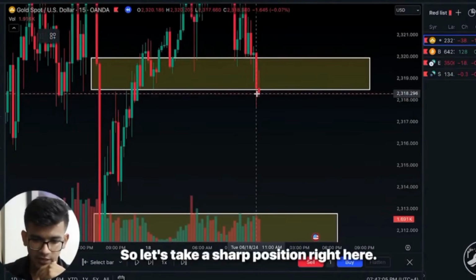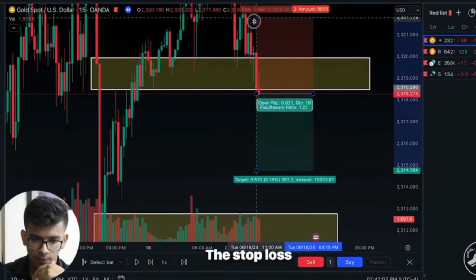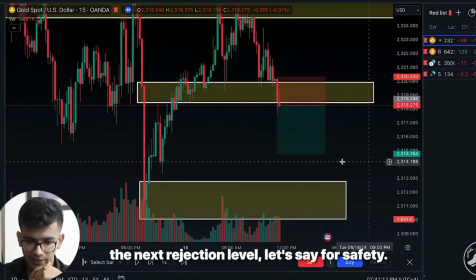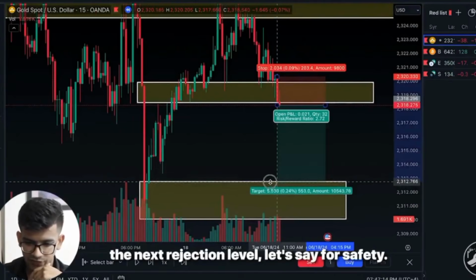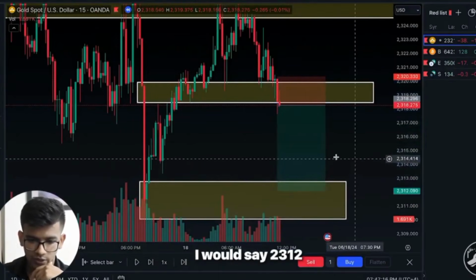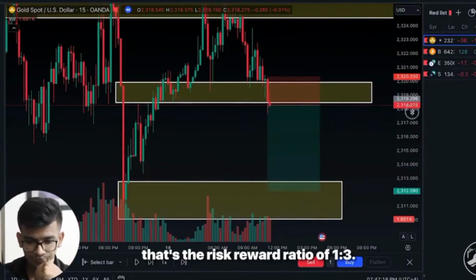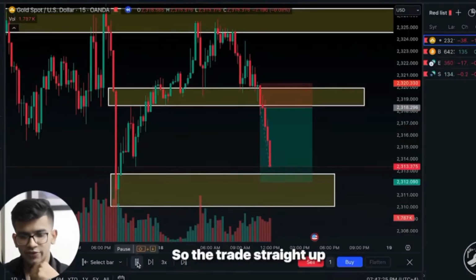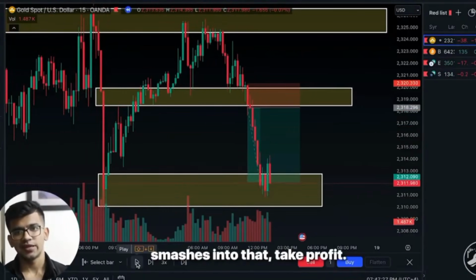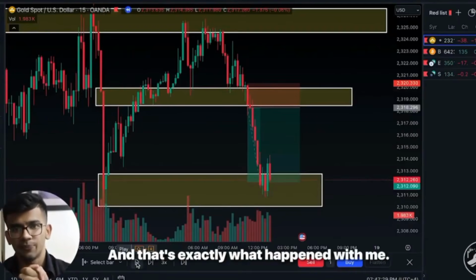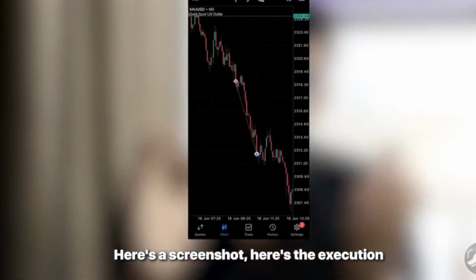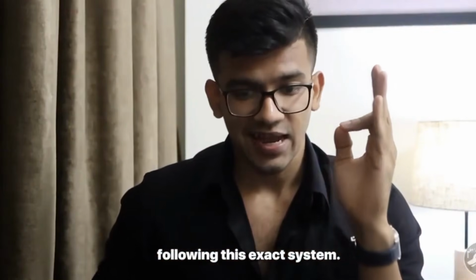So let's take a short position right here. The stop loss would be above the previous 15-minute candle, which is this, and the target would be the next rejection level. Let's say for safety, I would say 2312. That's a risk reward ratio of 1:3. Let's see how the trade plays out. So the trade straight up smashes into that take profit, and that's exactly what happened with me. I made $6,300 on this particular trade. Here's the proof, here's the screenshot, here's the execution following this exact system.